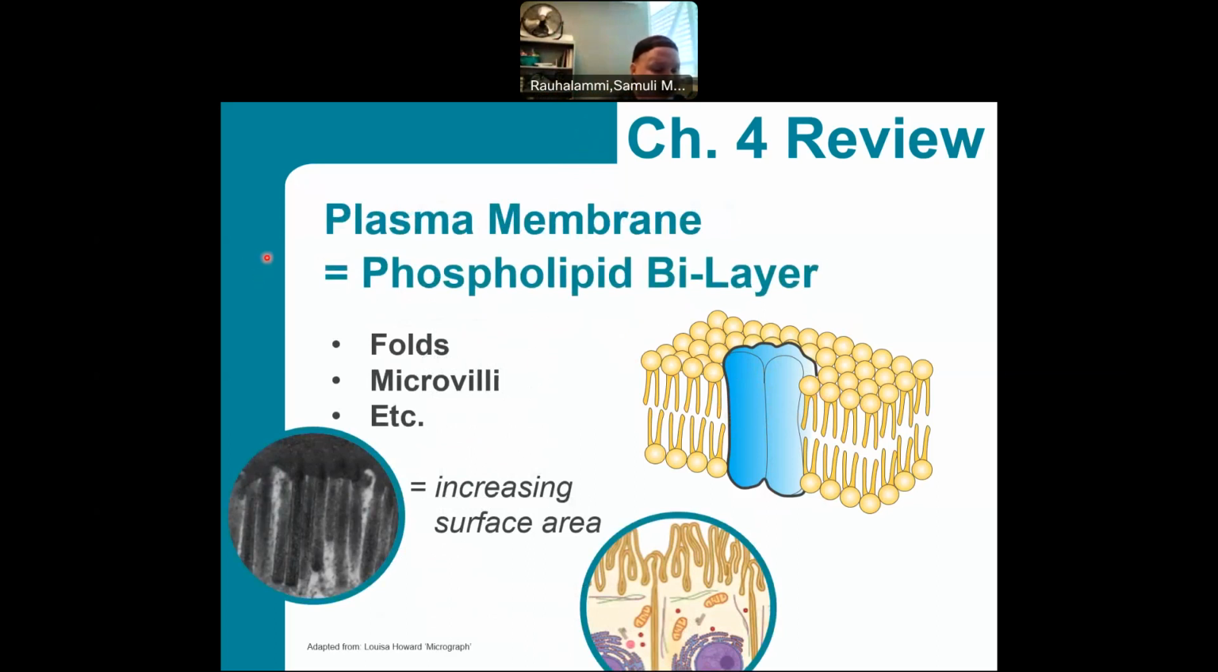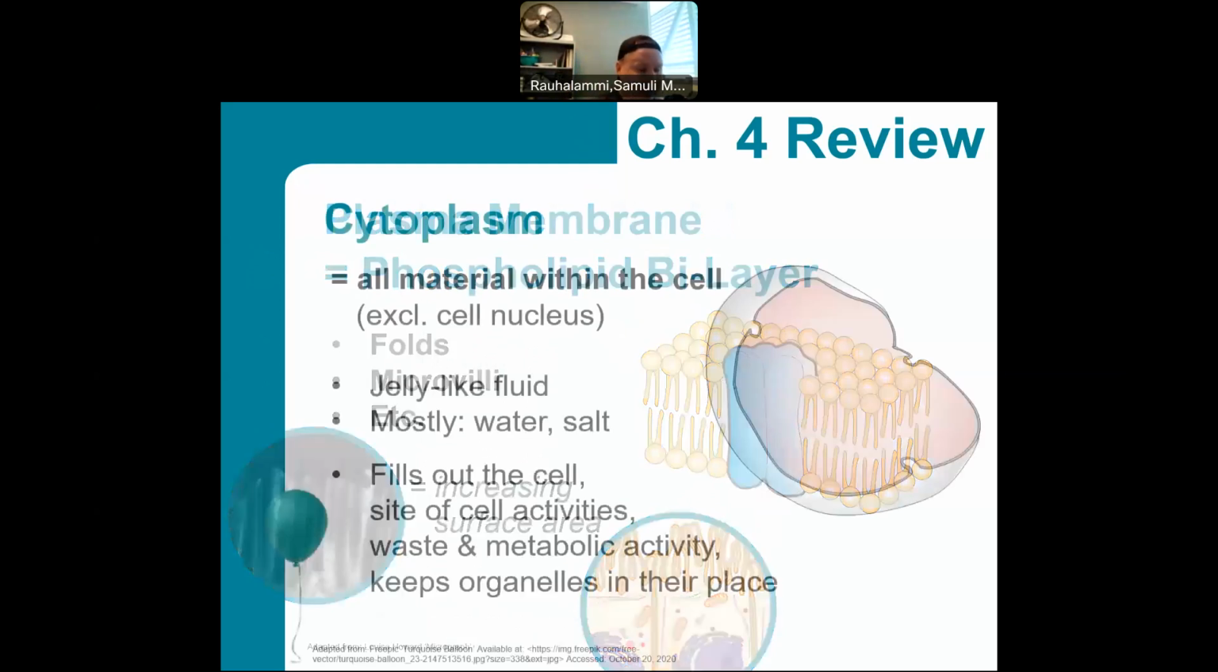Plasma membranes could also include adaptations that give us more surface area by introducing various kinds of folds or villi to increase the surface area of the cell membrane, so that as much exchange as possible can happen between the inside and outside of the cell.